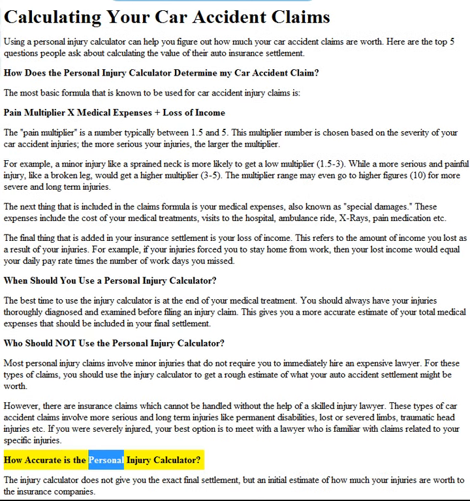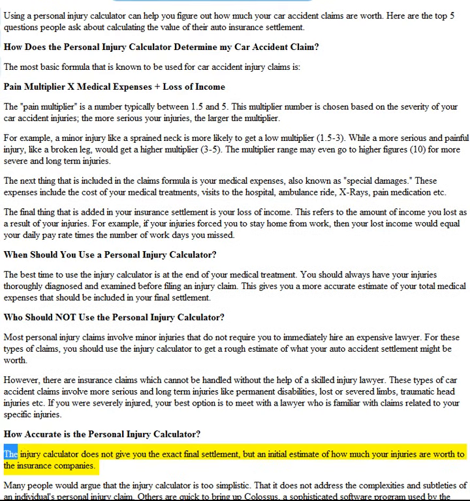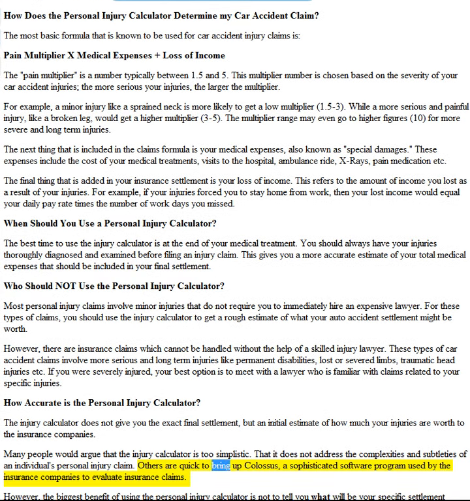How accurate is the personal injury calculator? The injury calculator does not give you the exact final settlement, but an initial estimate of how much your injuries are worth to the insurance companies. Many people would argue that the injury calculator is too simplistic, that it does not address the complexities and subtleties of an individual's personal injury claim. Others are quick to bring up Colossus, a sophisticated software program used by the insurance companies to evaluate insurance claims.